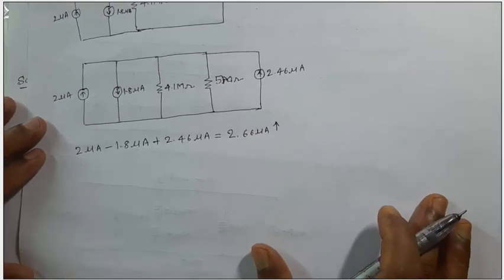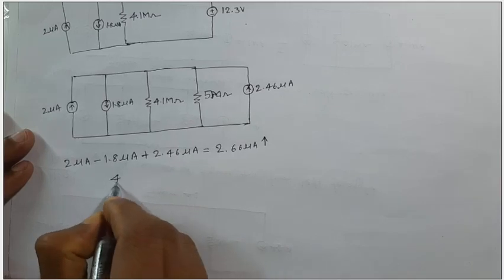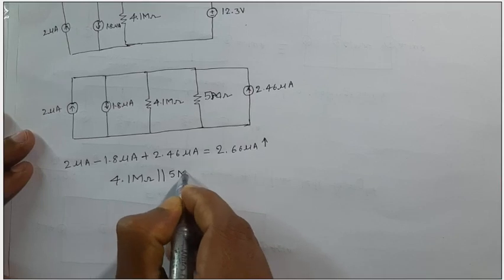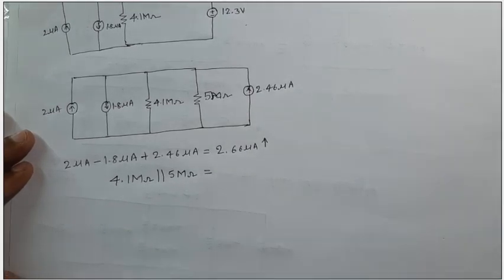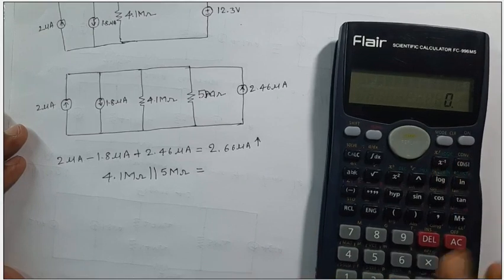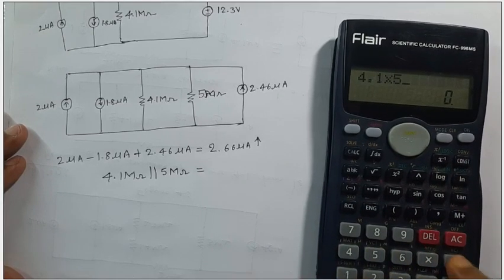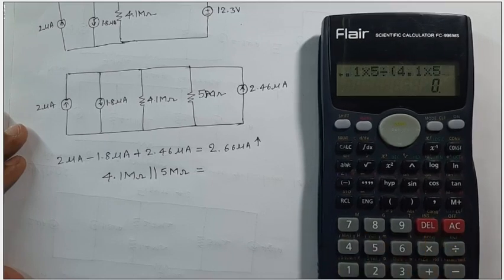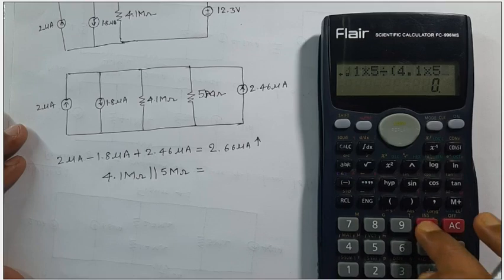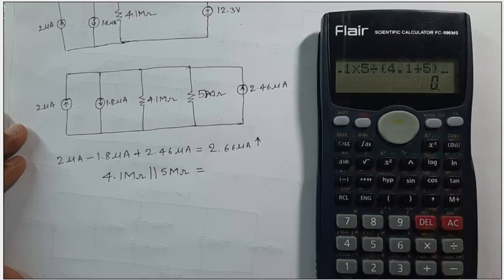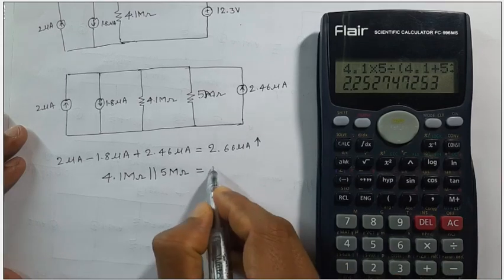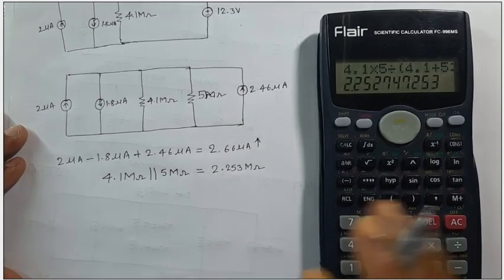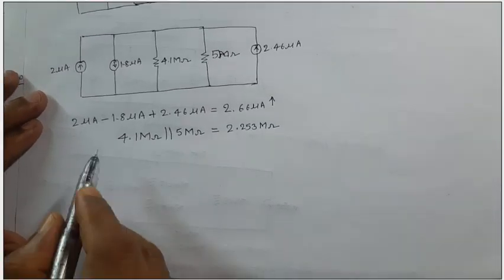Finally, and one more, dear students, this 4.1 mega ohm is in parallel with 5 mega ohm, which we can find equal to 4.1 into 5 divided by 4.1 plus 5, which is 2.253 mega ohm. Now finally drawing the equivalent network.